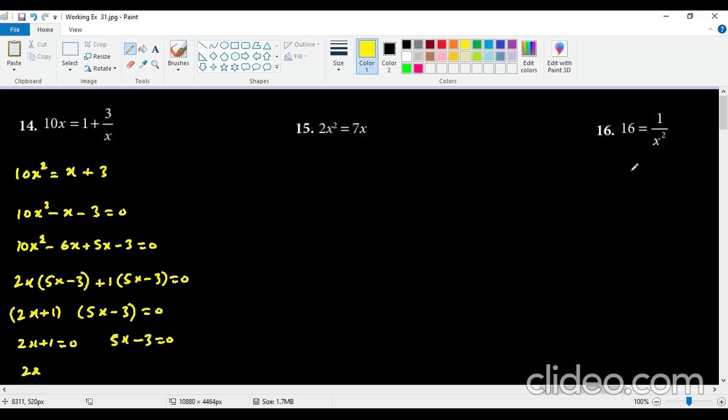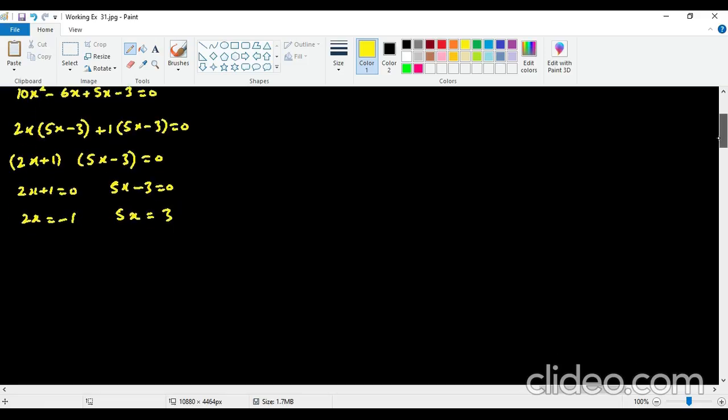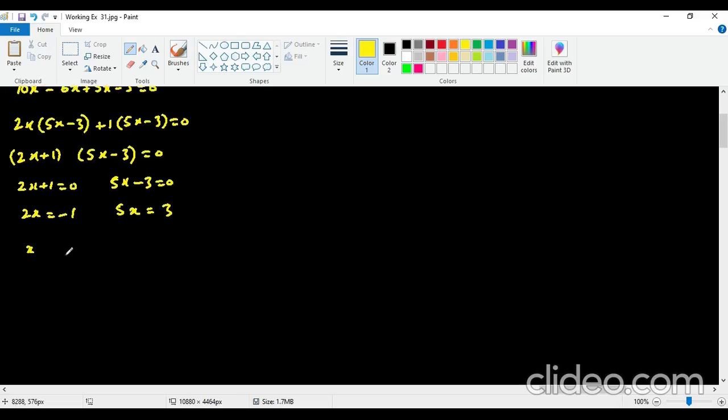So when we get the values of x, we know very well that x will be equal to negative 1 over 2, and x will be equal to 3 over 5. These are the two values, or we can say in other words, x is equal to negative 0.5, and 3 divided by 5 also, you will get the value. 3 divided by 5 is going to give us 0.6. 0.6 is another value. Moving on to question number 15.